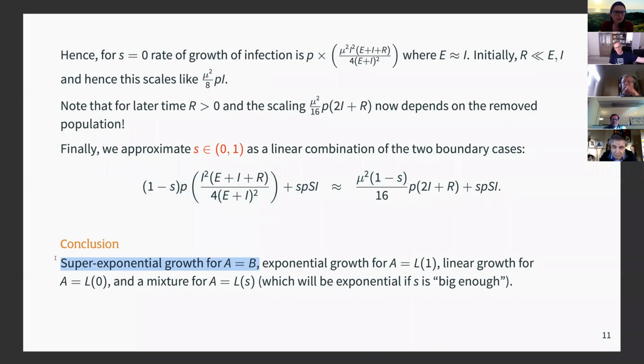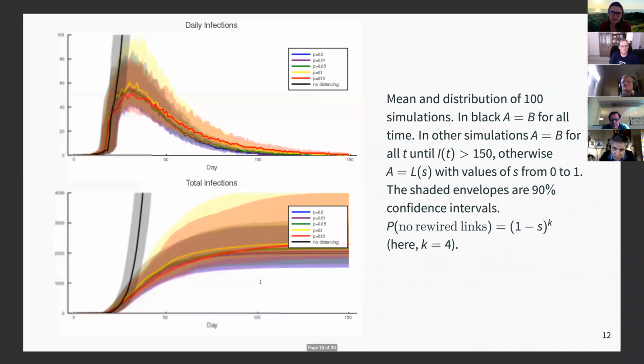business as usual scale-free model, we get growth faster than exponential. If we allow people to go about their business but tell them to avoid crowds, we still get exponential growth. We get linear growth if we keep everyone at home, and somewhere in between, which at least physically makes sense, if we allow some amount of breaking of quarantine.